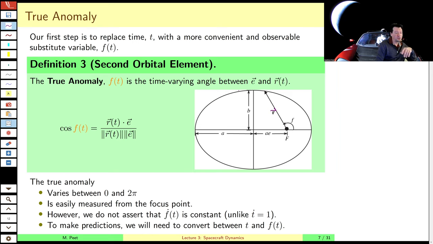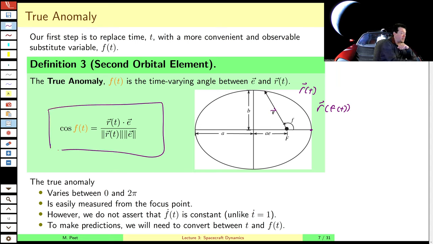And so instead of parameterizing our path along the orbit as a function of time, instead of r of t, we're going to do something much simpler. We're going to look at r as a function of true anomaly, which is of course itself a function of time. It's a scalar, and presumably as time varies, you can figure out what f is, but that's again lecture 4.